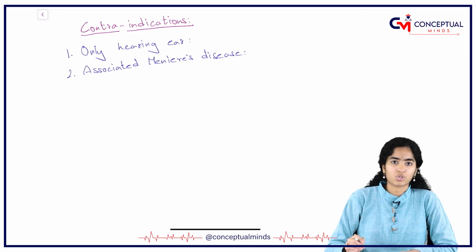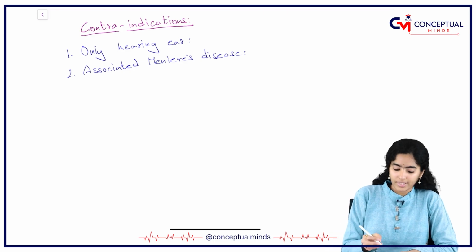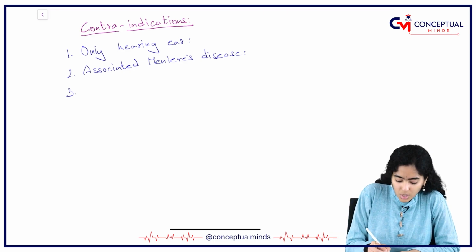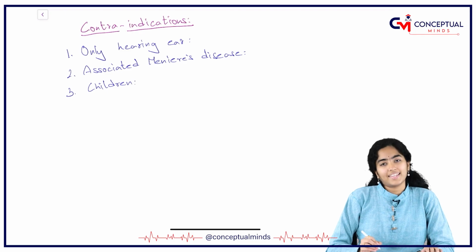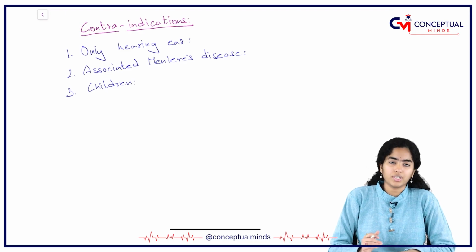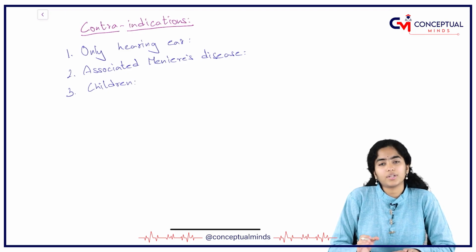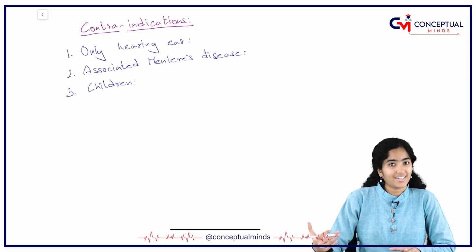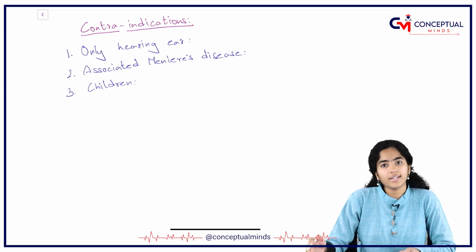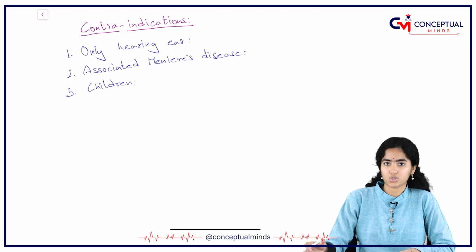So, in these patients also, the surgery is contraindicated. Next, it is contraindicated in small children. Why? Because they have recurrent eustachian tube dysfunction. You know that the anatomy of eustachian tube in children and adults is different. In children, it is more or less horizontal, and the function of eustachian tube is also not very good, because of various anatomical factors that we have already learnt about in eustachian tube disorders.